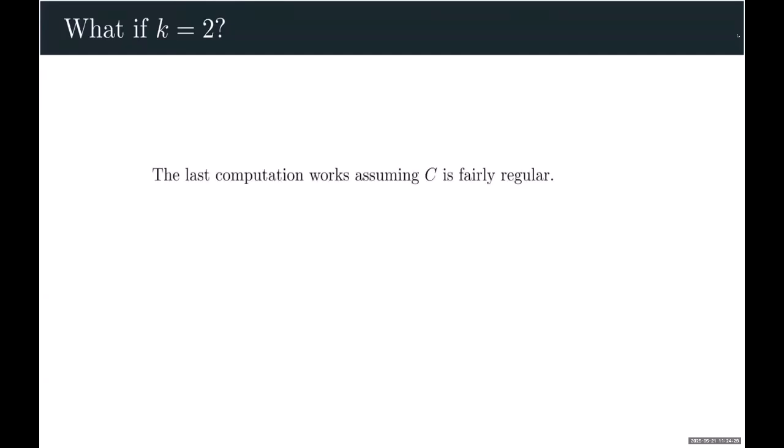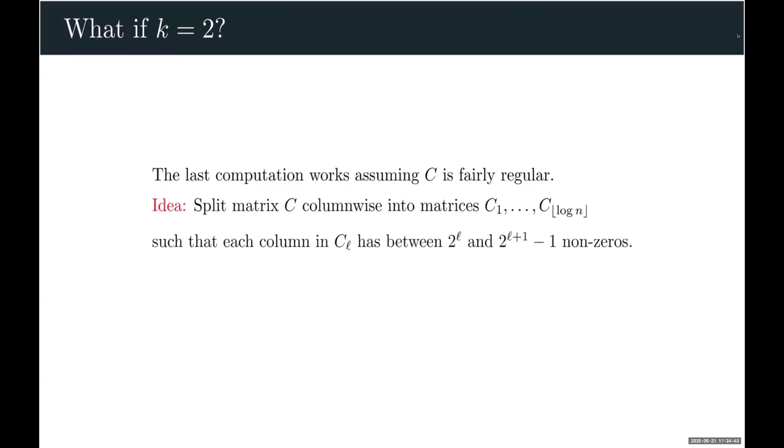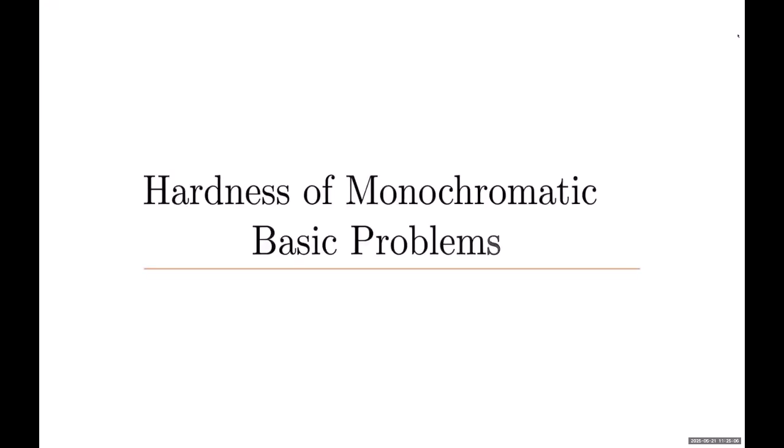Right. So basically, we assume this mild regularity that each column has between R and 2R many ones, but we can split the matrix column-wise into matrices C1 up to C log n, where each CL has between 2 to the L and 2 to the L plus 1 many non-zeros, and then we only need to repeat this algorithm log many times. So this we can hide in subpolynomial factors. Okay, yeah. All right. The second part of the talk, so this was all about dominating sets.